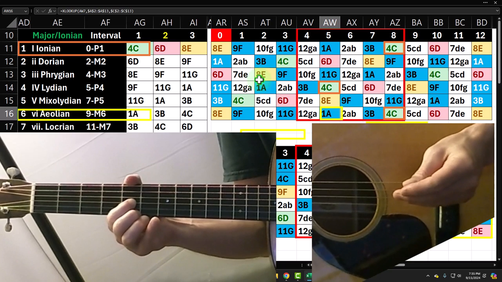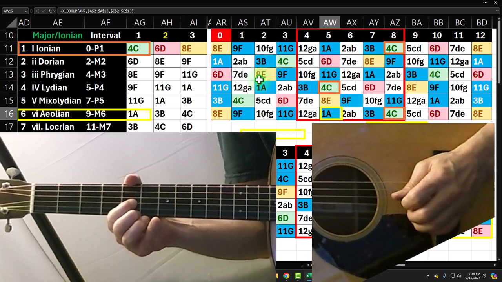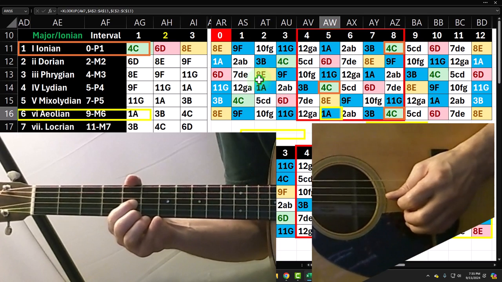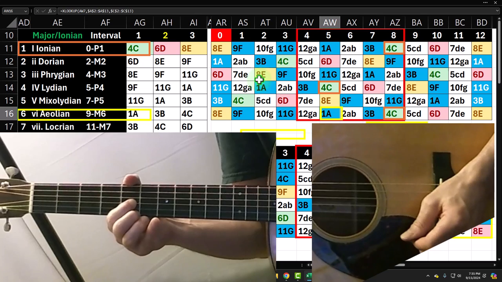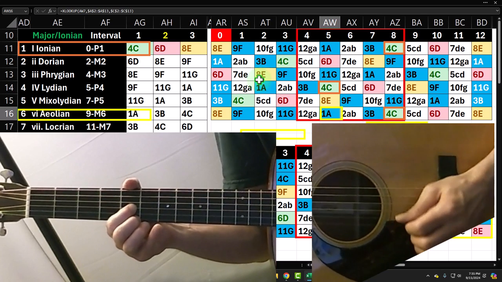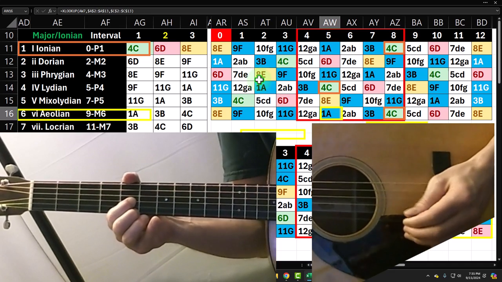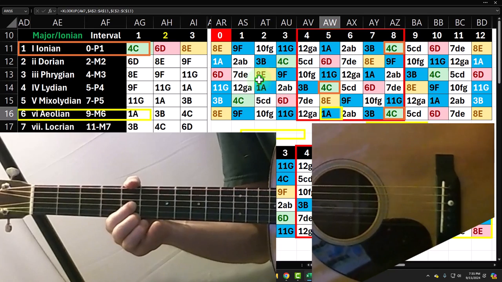Wait a second. I got confused. If I go from... Yeah, it's a 9-note away major 6. That's right. Now, why are you second-guessing yourself? I know what I'm doing. And then if I go from the A to the C, that's a 3-note away minor 3rd.